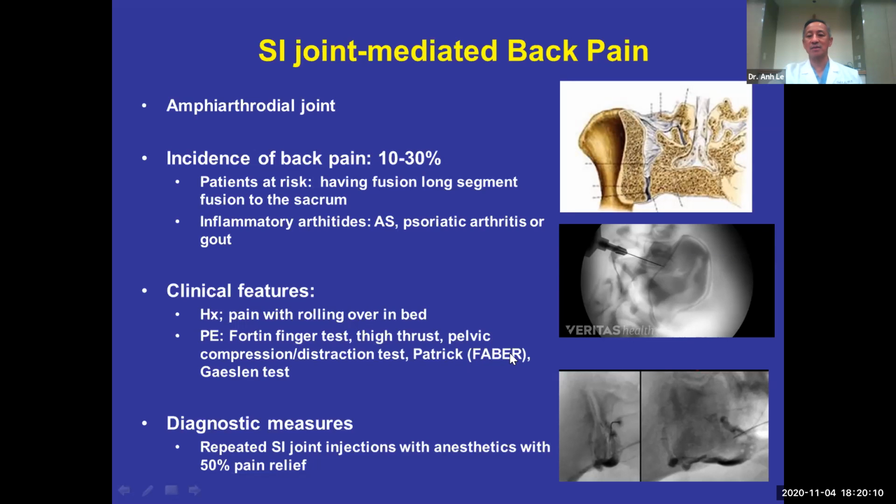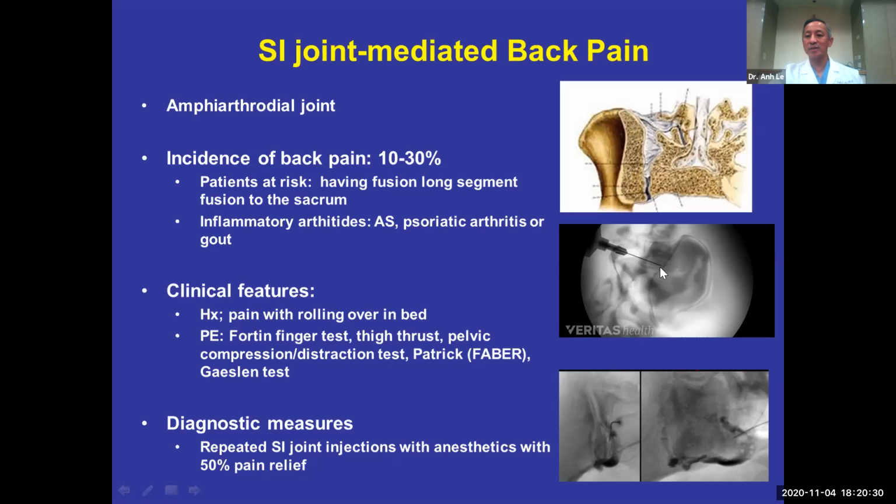And if that produces pain, then it could be SI. In the Gaenslen test, if you have 3 out of 4 positive provocative maneuvers, then the patient should be considered for a diagnostic measure, an injected diagnostic measure.